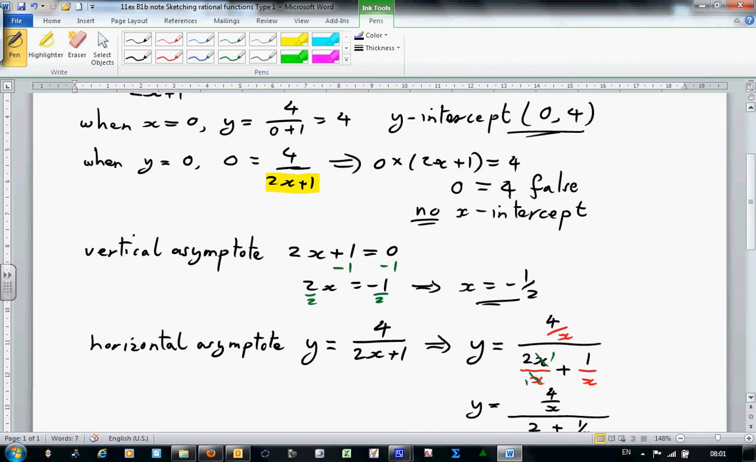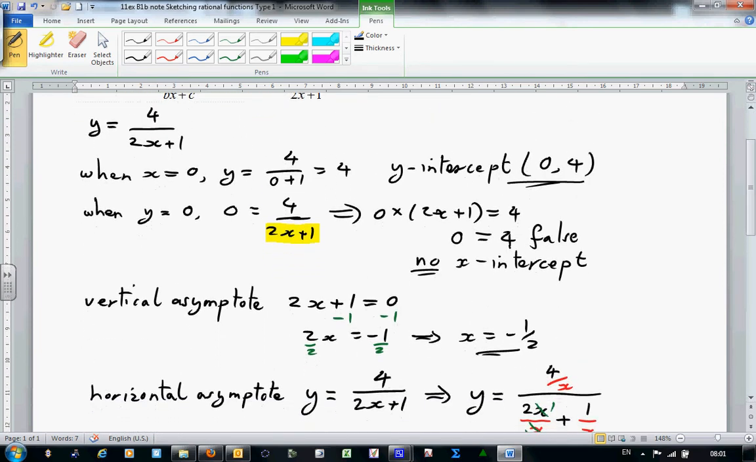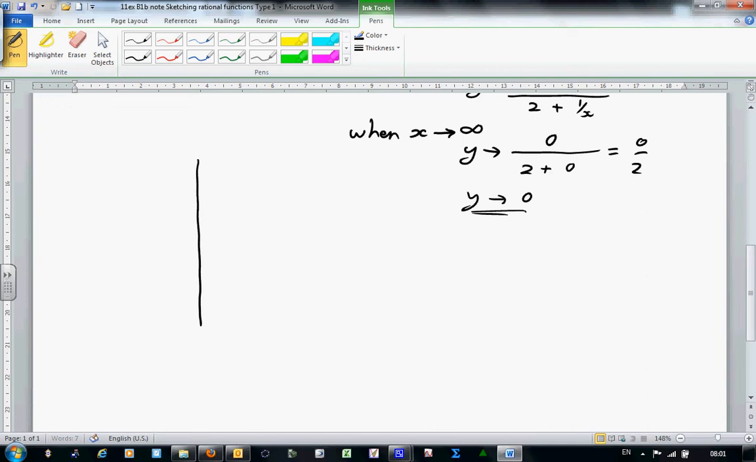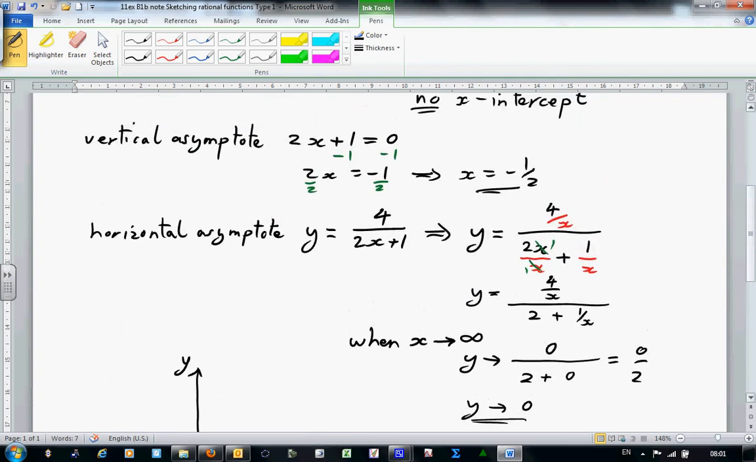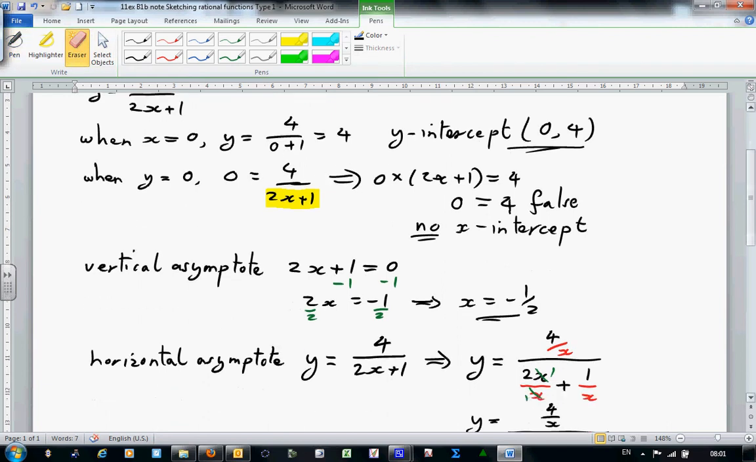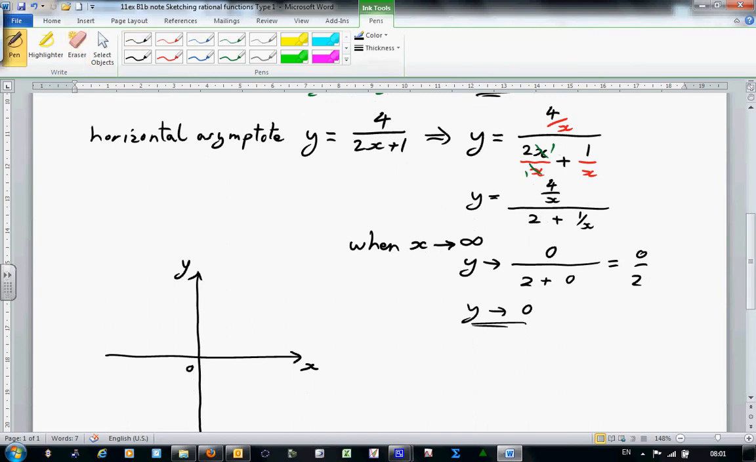Let's start the sketch. If we need to put more in later, we will. But let's see if we can start the sketch in the usual way. When x is 0, y is 4, which is our y-intercept, which we're going to put there. We have no x-intercept. We do have a vertical asymptote when x is negative a half, which would imply down here somewhere.